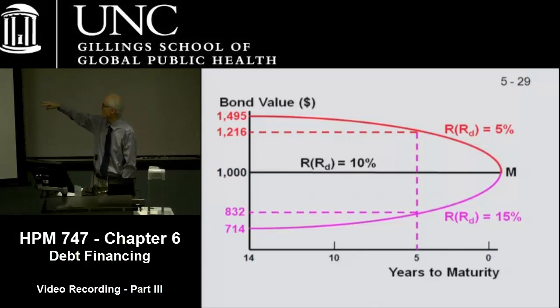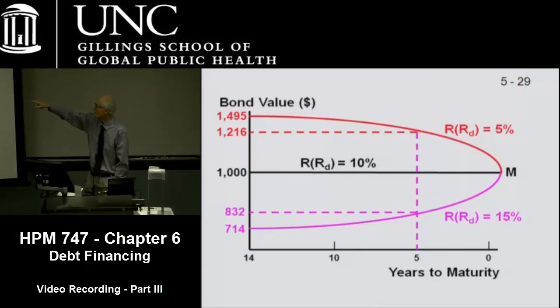So what's happening as we go down? Let's look at the premium bond. What's happening as we go from the left to the right, as we go from 14 years down to 0 years? The closer it gets to maturity, the closer its value equals the par value. So what happens at year 0? What is year 0? Maturity. The day the bond matures. And what do you get on the day the bond matures? The $1,000. You get the par value.